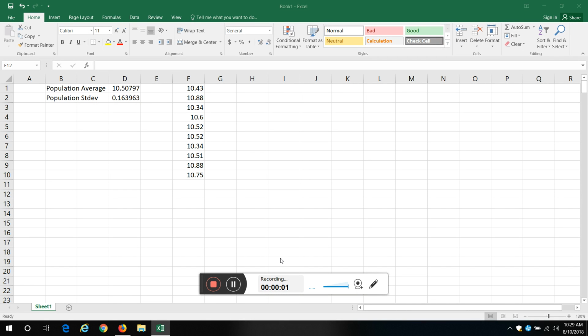Okay, we're going to use the Normdist or the z-test basically for when you've got a sample. What I've got here is a population average of 10.50797. That's the average. The deviation is 0.163963. So let's say this is like the holding strength of glue.